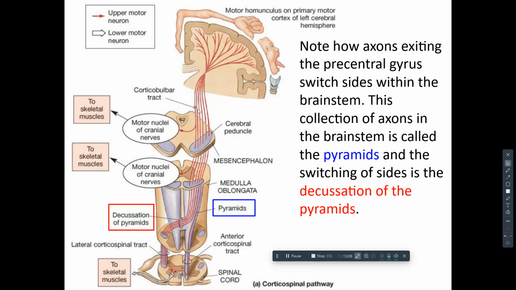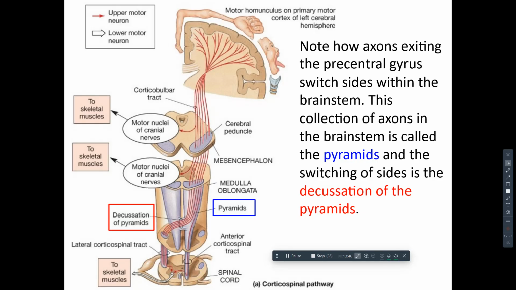They're coming down. They get into the midbrain. They get into the medulla oblongata. Then in the medulla oblongata, the clusters of motor neuron axons here are called the pyramids because of the way they appear, they look pyramidal. And in the medulla, these axons do a switch. The ones on the left here switch to the right side. Any on the right would switch to the left side. And what that means is we have contralateral control.